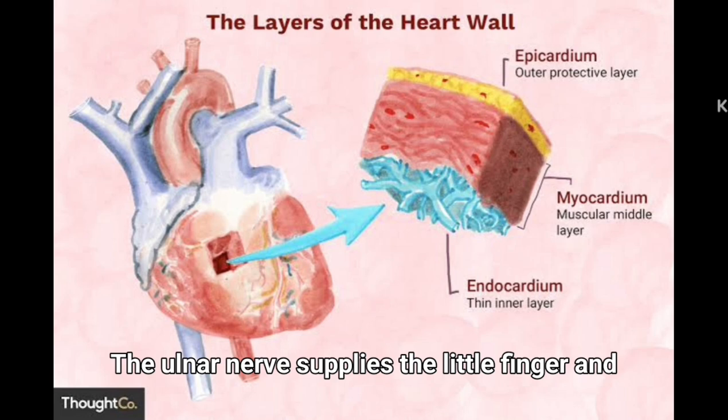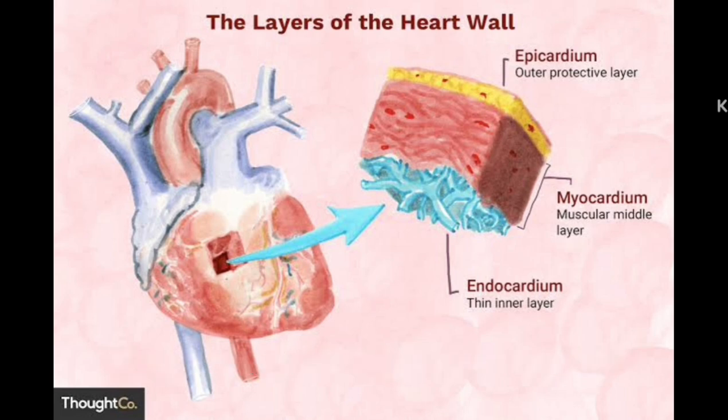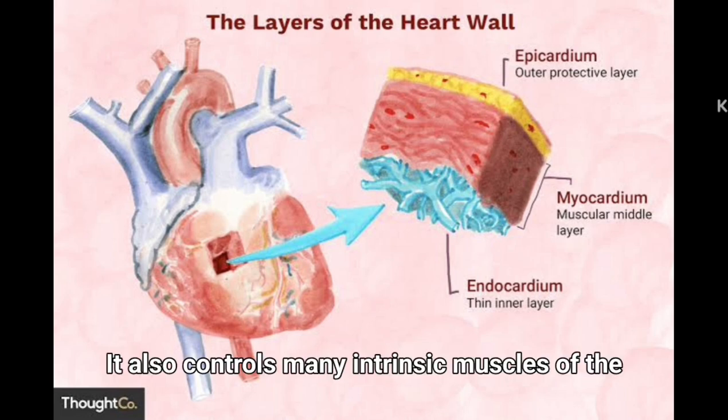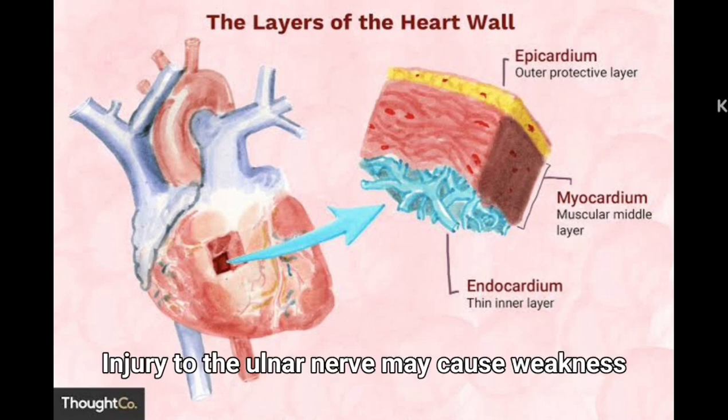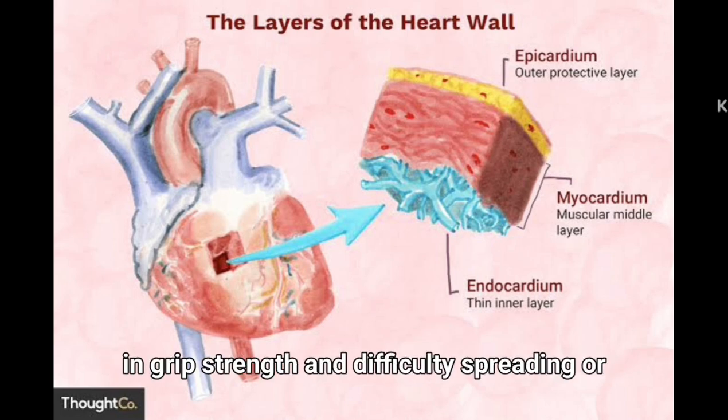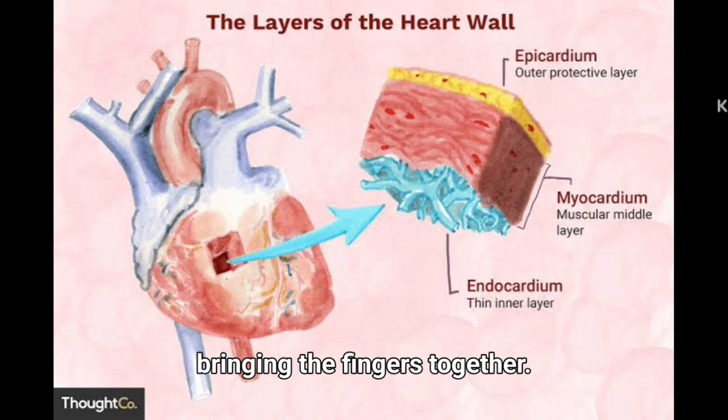The ulnar nerve supplies the little finger and half of the ring finger. It also controls many intrinsic muscles of the hand that are responsible for fine finger movements. Injury to the ulnar nerve may cause weakness in grip strength and difficulty spreading or bringing the fingers together.